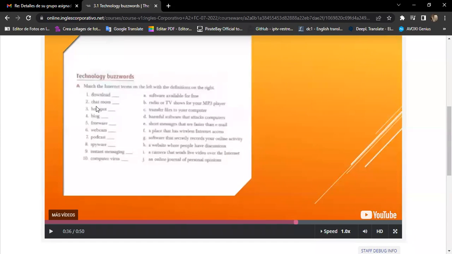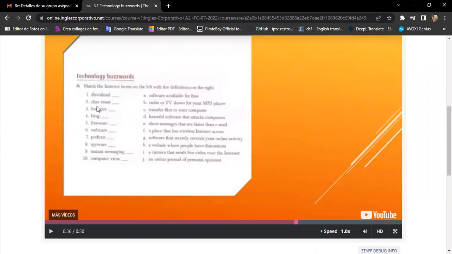No, a blog would be J. An online journal of personal opinions. Yes, that's a blog. Usually everybody has a blog. Mauricio Funes has a blog. I think he's the only politician. Who else has a blog? Well, many politicians have blogs, but the most popular one maybe is Mauricio Funes. It's a journal about personal opinions. Now, a blog can be politics. It can be personal things, likes, don't likes.